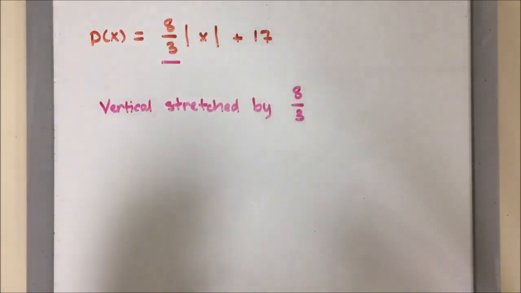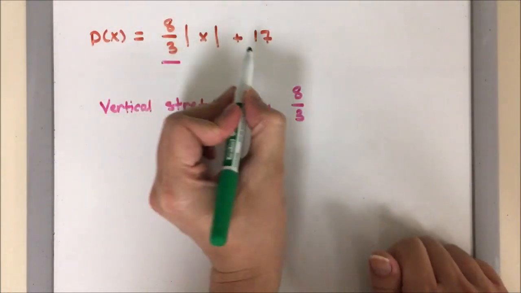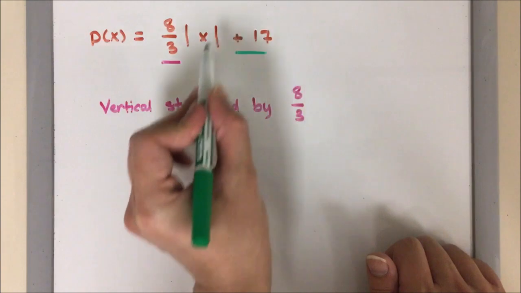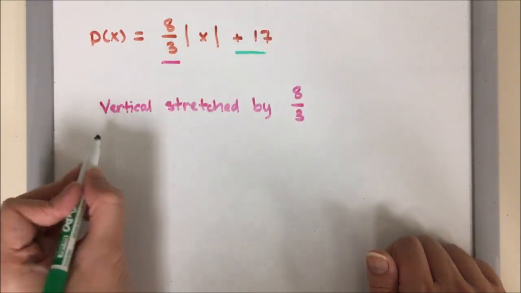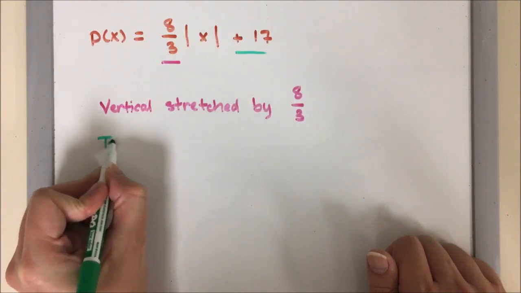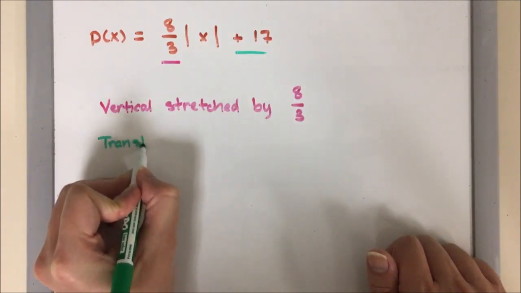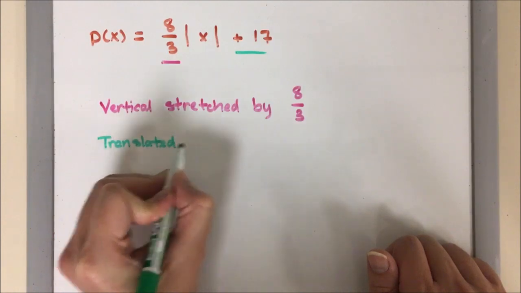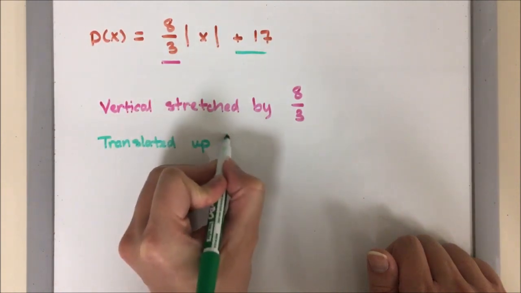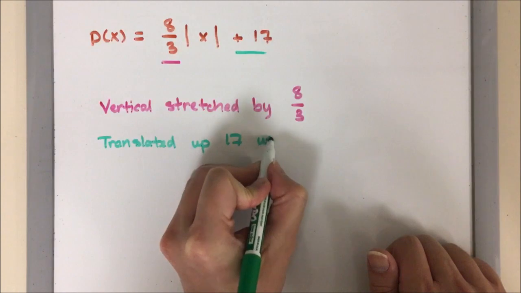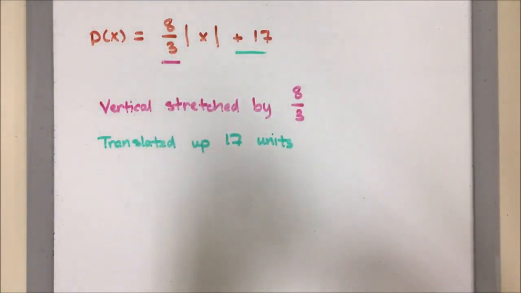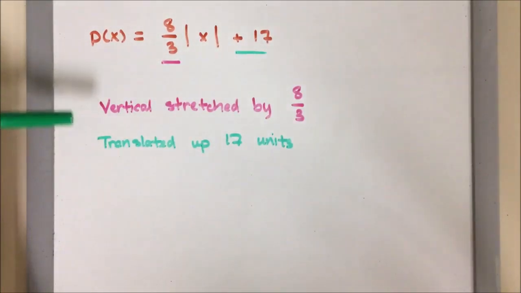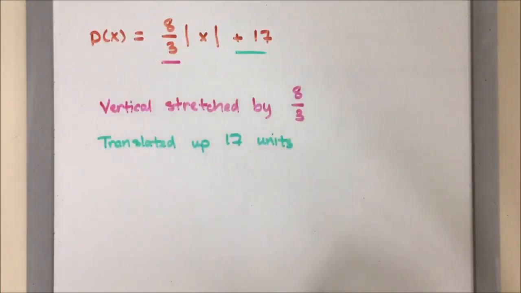And then the next transformation is the plus 17. Since it's behind and outside the absolute value, this is going to be translated up 17 units. So there were only 2 transformations in the given example. So I wrote out 2 transformations. Vertical stretched by 8 over 3, and then translated up 17 units.